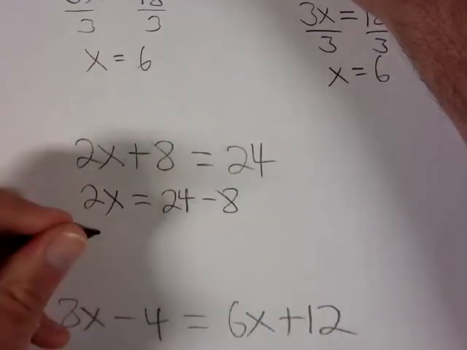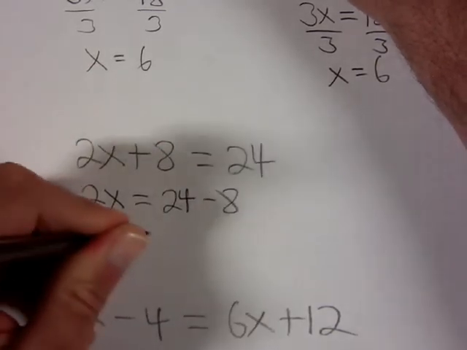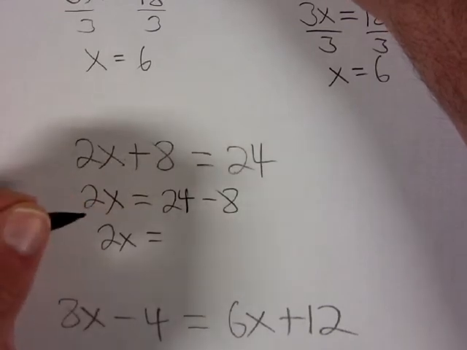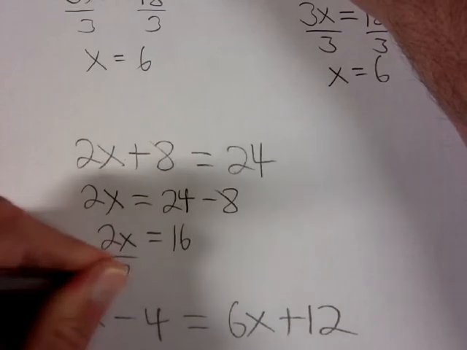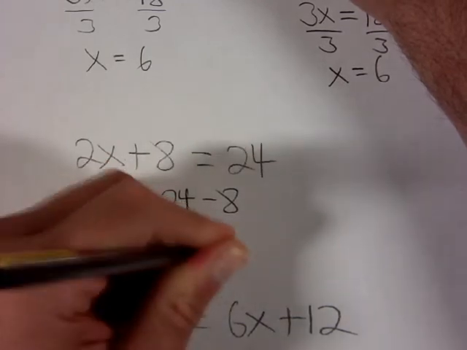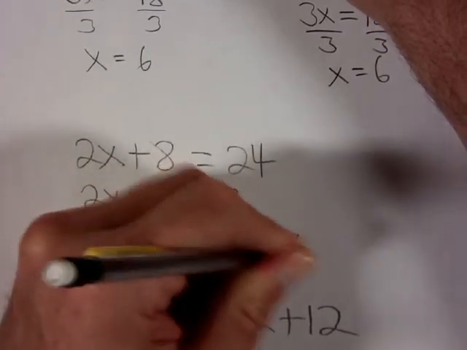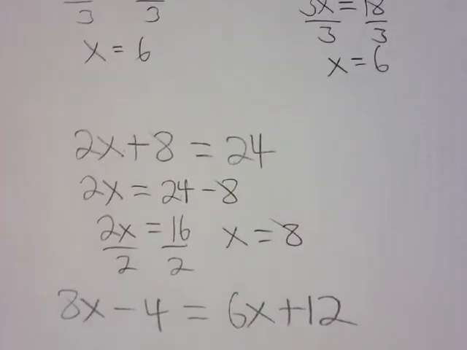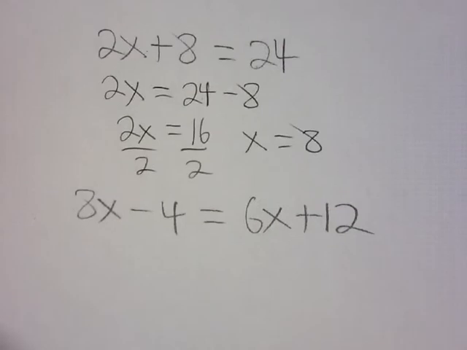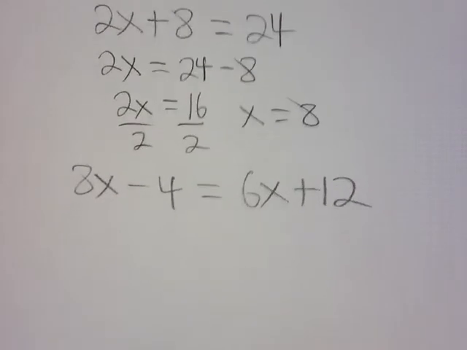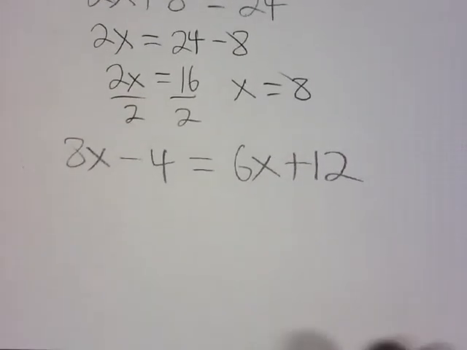Now I've got 2x. I can subtract 24 minus 8, which is going to be 16. I'm ready to divide both sides by 2. And we get x is equal to 8, which is your correct answer. All right? So now, on one like this next one where we have x's on both sides, you can kind of see how that technique is actually going to help you.